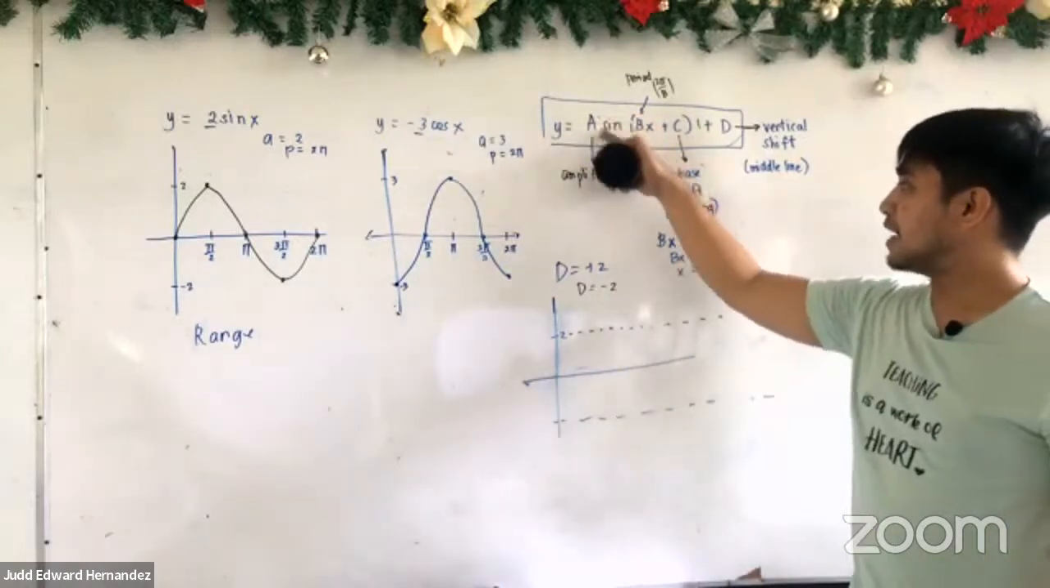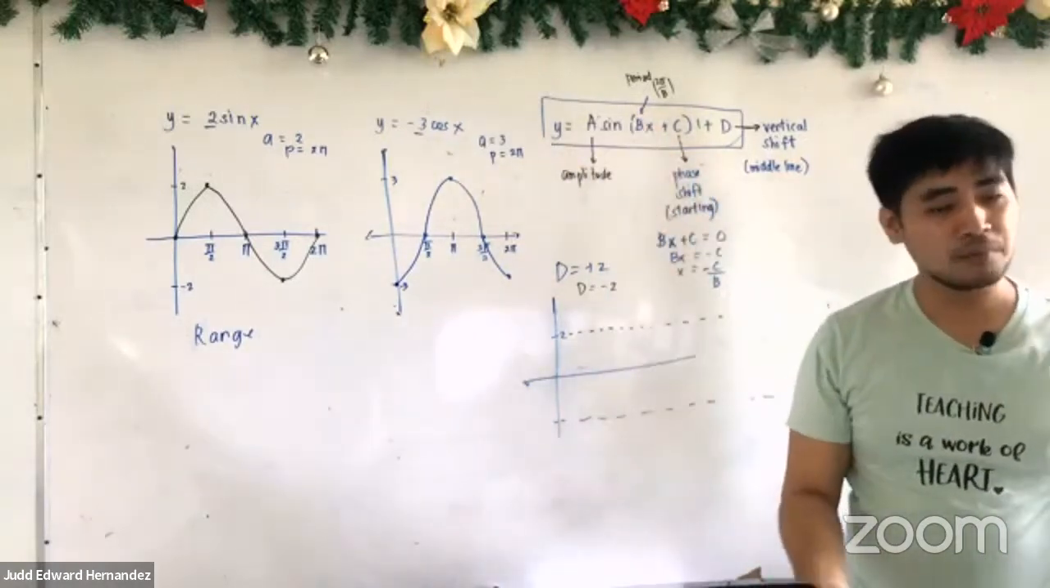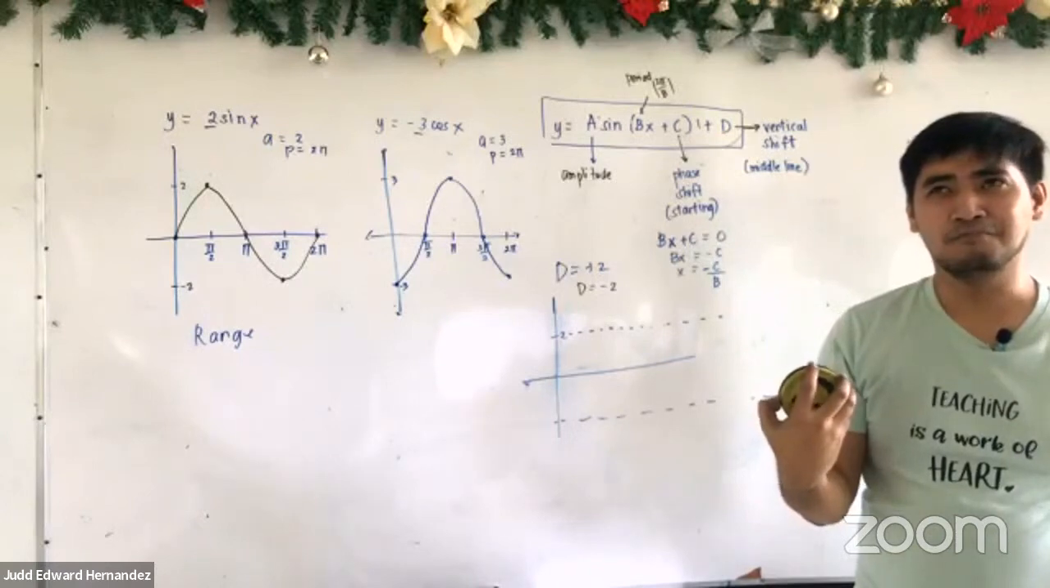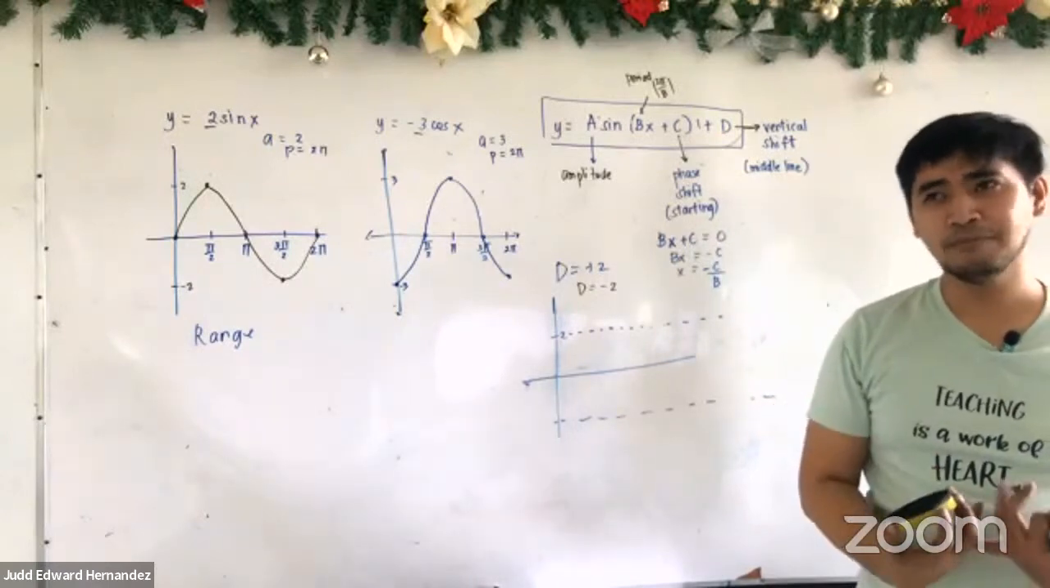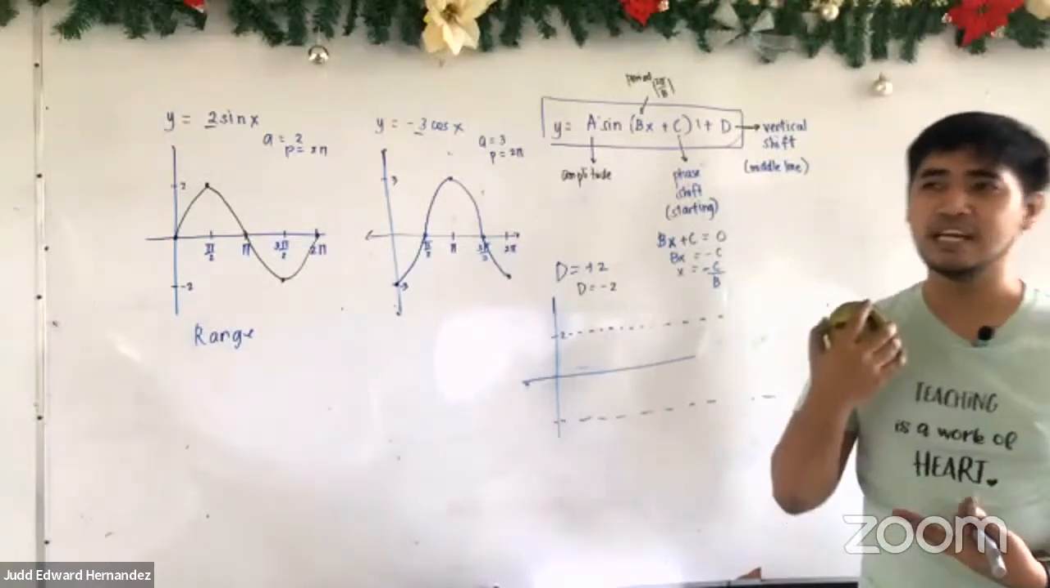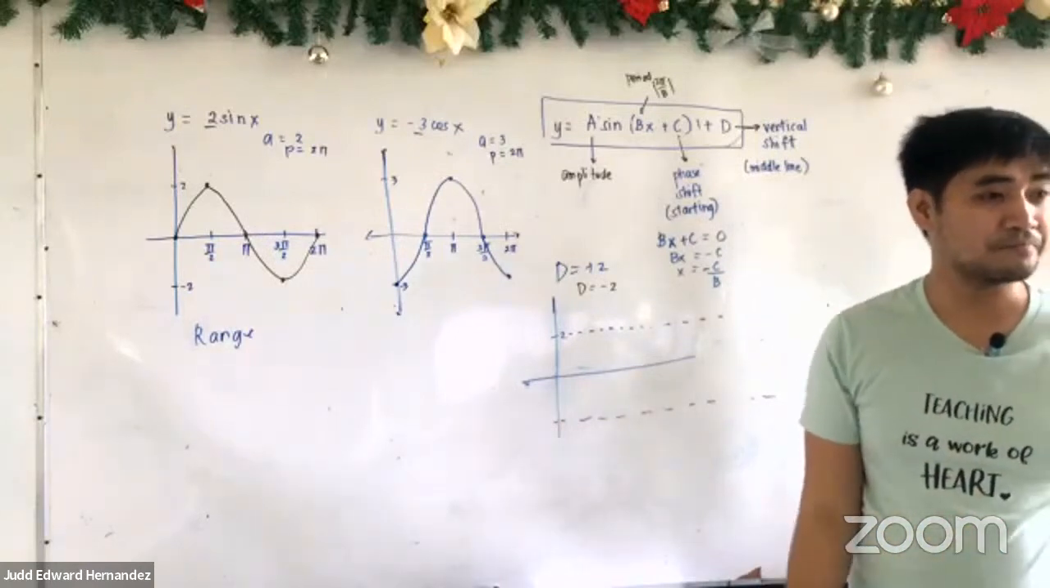Wherein this sine is the function, so papalitan mo siya, pwede siyang cosine, pwede siyang tangent, cosecant, pwede siyang secant. Okay, maliwanag po?